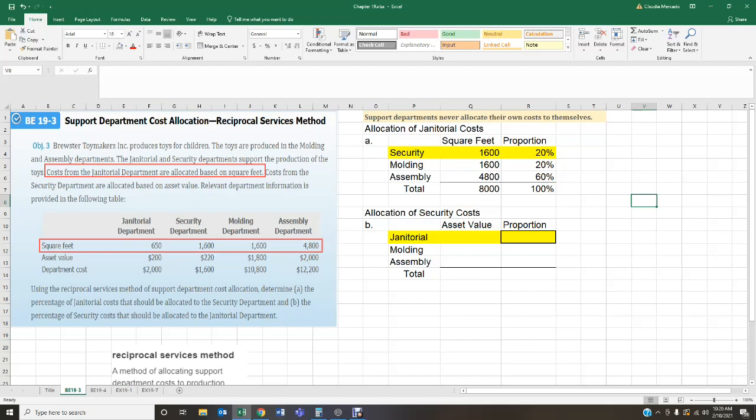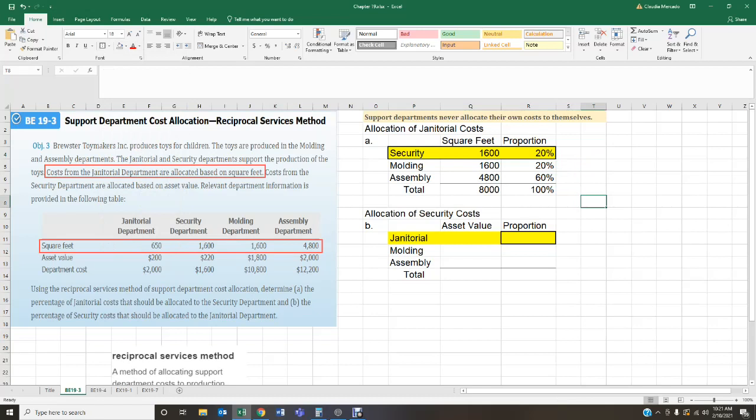I've calculated them all for the three departments, but the only one we need is for security for now. That's what the problem is asking us. So for the security department, the percentage of janitorial costs that should be allocated to the security department is 20%. That is the amount. Now, for letter B, it says, what is the percentage of the security costs that should be allocated to the janitorial department?